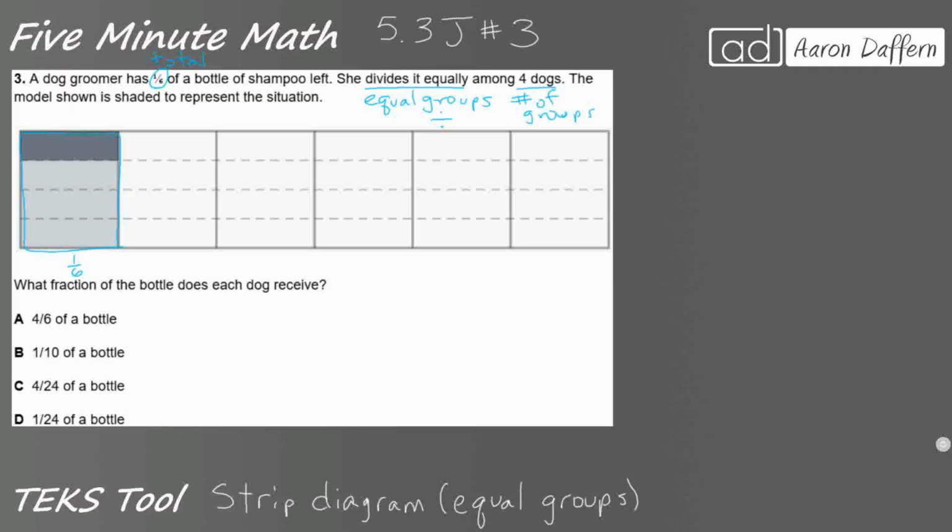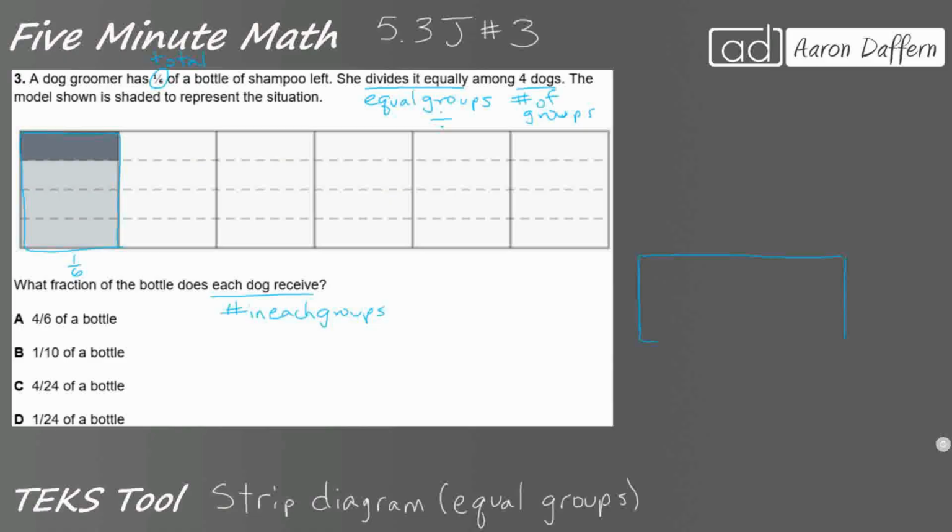And each of them is going to get a small little amount of this shampoo. And so what fraction of the bottle does each dog receive? Okay, so now we're looking for the number in each group. How much of that shampoo does each of the 4 dogs get? Well, we can represent this with a strip diagram that can help us with an equation to actually help solve the problem. So when we divide, right, we're going to start with our total. And so let's draw a strip diagram like this.